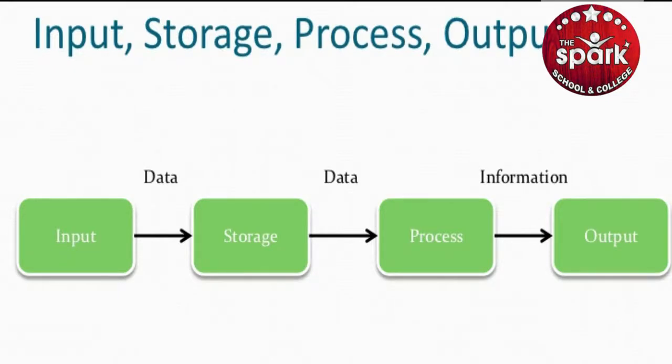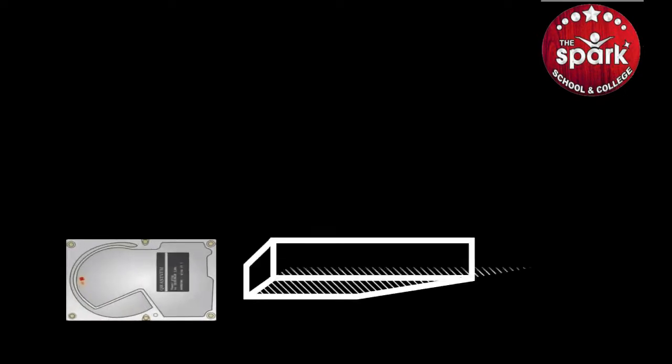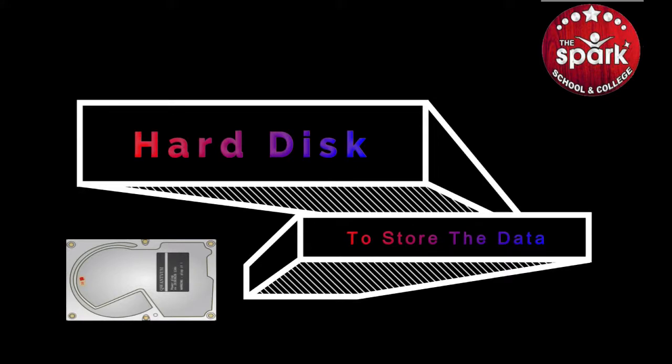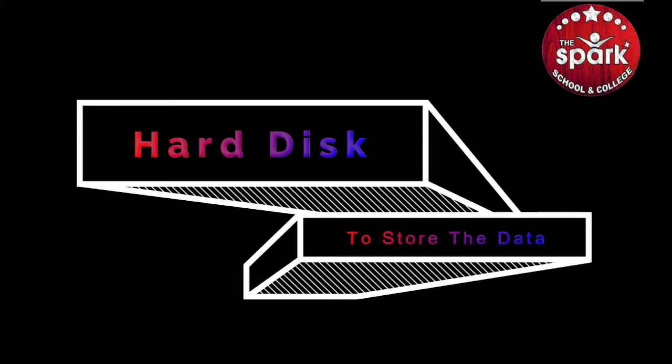Then finally, after inputting the data, the computer stores the data into the hard disk. The work of a hard disk is to store anything. As I just told you, data can be in any form, so whatever data we provide to the computer is stored in the hard disk. Here you can see the hard disk. This is the hard disk where the computer stores the data.